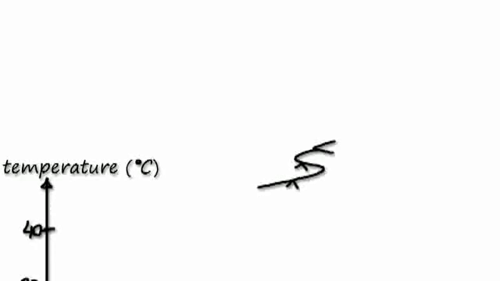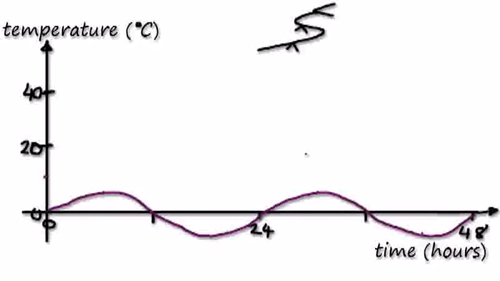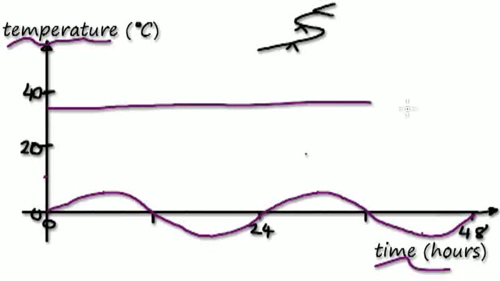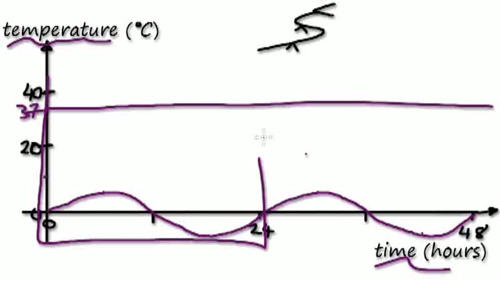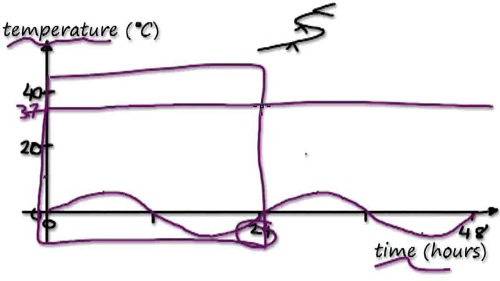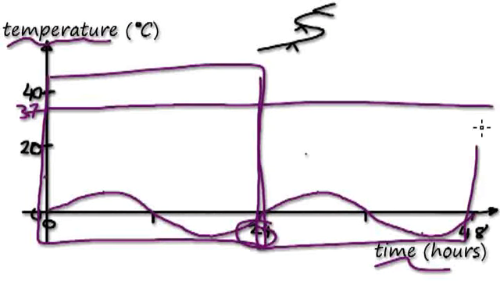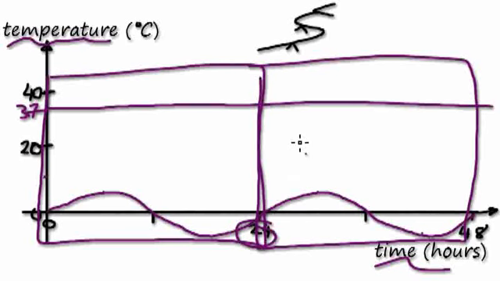In part one, I told you that the body temperature of a human being is roughly 37 degrees. So if you were to plot a graph of temperature and time for a human being, it will look something like this. It will hover around the 37 mark. And this here would be one day because it's 24 hours here. This here will be the day after that. Okay, so 2 days here.